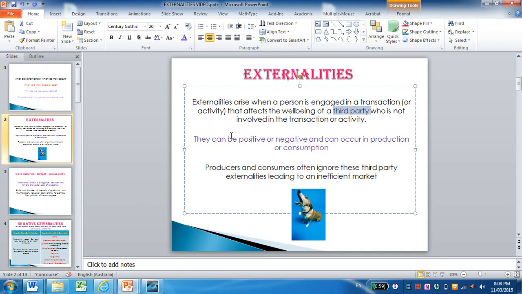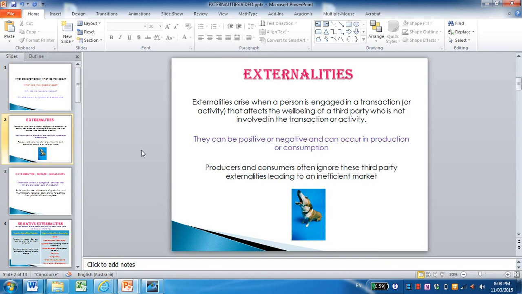So when we look at transactions, producers only really care about their profits, and consumers care about purchasing at the lowest price. But unfortunately, neither the producer nor the consumer in a free market will actually care about these third parties. So externalities arise when a person is engaged in a transaction that affects the well-being of a third party not involved in the transaction. Sometimes transactions have positive externalities for society, and sometimes they have negative externalities.